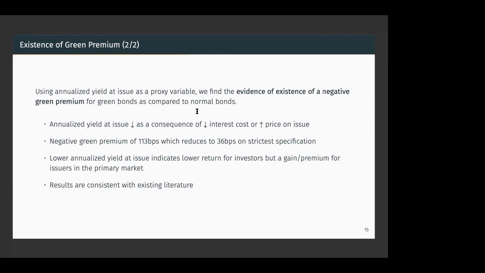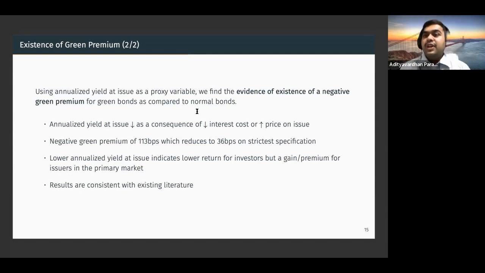Yep. So we observe that annualized yield at issue is lower for green instruments. Now it could be lower due to interest cost or price on issue. So that would be our next step, to establish why we get a lower annualized yield at issue for green bonds as compared to normal bonds. A lower annualized yield indicates a lower return for investors, but a gain or a premium for issuers in the primary market. So green bonds having a lower yield actually benefits the issuers.